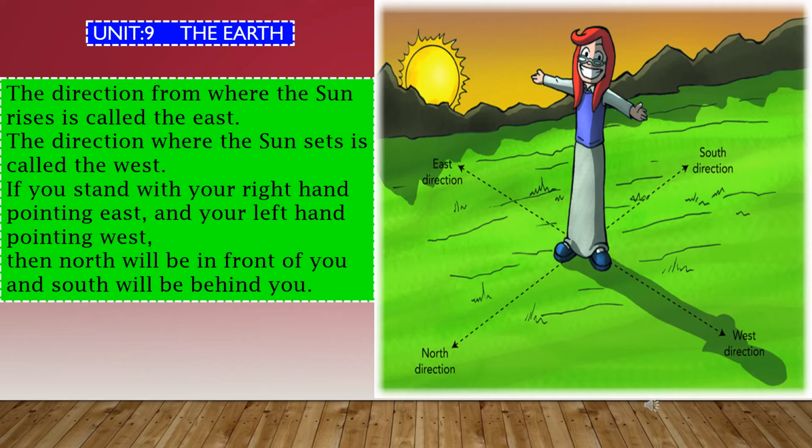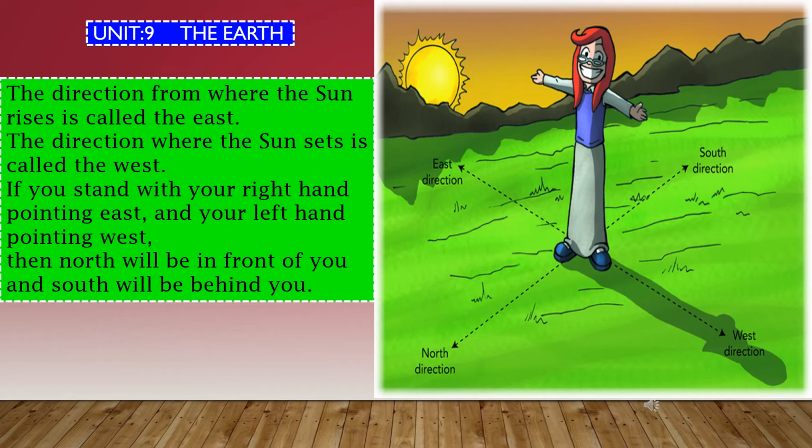Yes, as I told you about the 4 directions, and as you can see in this picture also, you can see the east at her right hand side, west at her left hand side, south at her back, and the north at her front side.